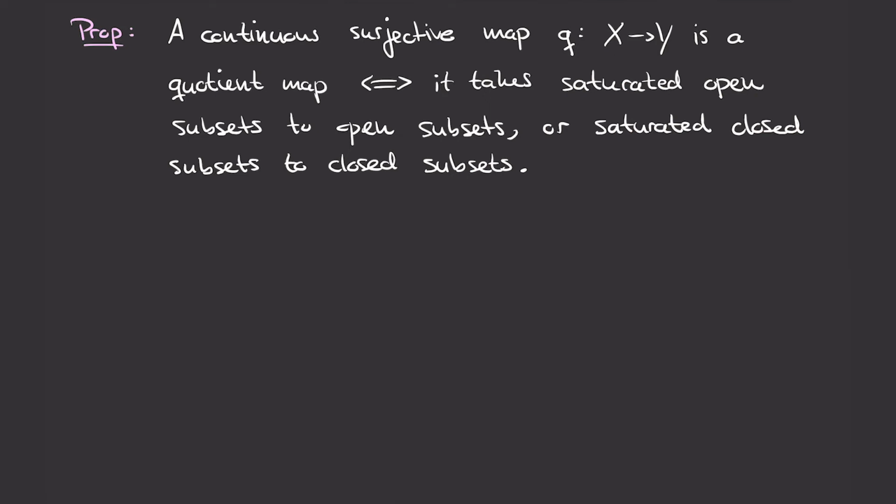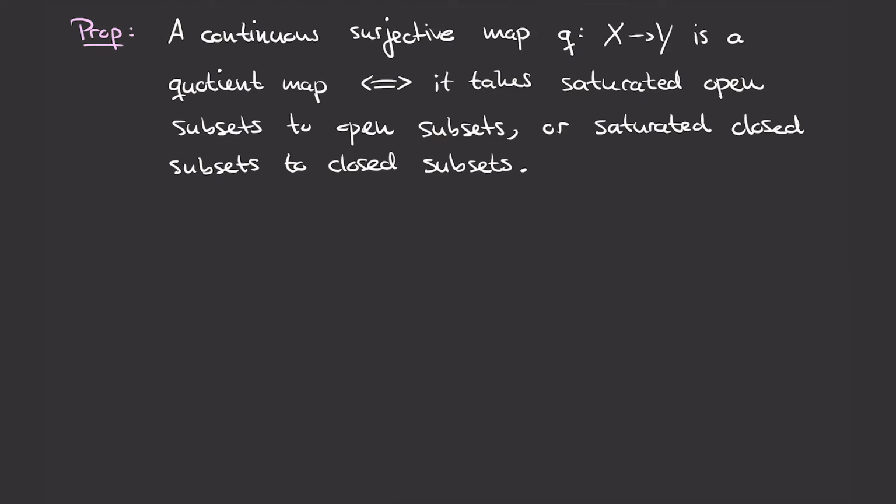The reason we care about these definitions is that they allow us to characterize quotient maps in a nice way. This is what this proposition is stating, and probably at first reading it sounds more complicated than it actually is. Basically, it's just giving you a way to think about quotient maps in terms of these saturated open subsets, or also in terms of saturated closed subsets.